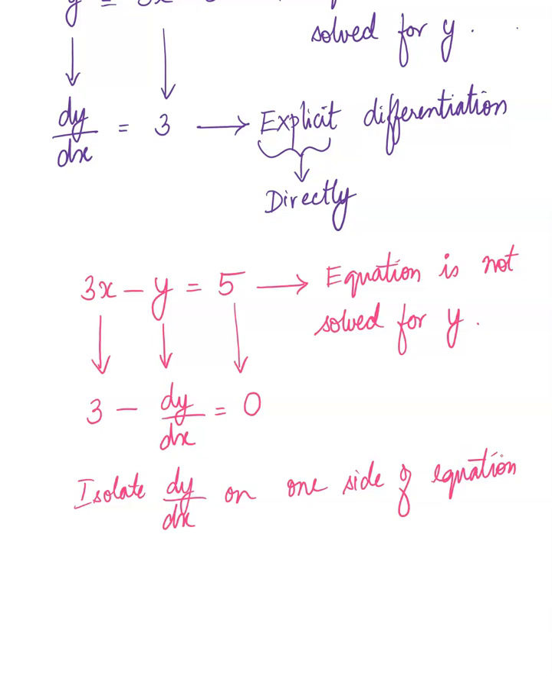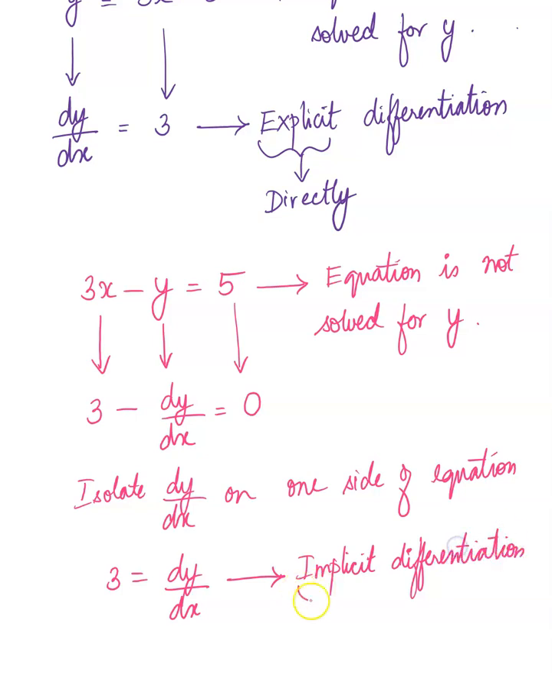So in other words, if I add dy over dx on both sides, I get 3 equals dy over dx. The same answer we got above, but it took us a while to get this because we did not do this directly. We had to do it indirectly. So we call this process implicit differentiation. In other words, implicit would mean indirect.